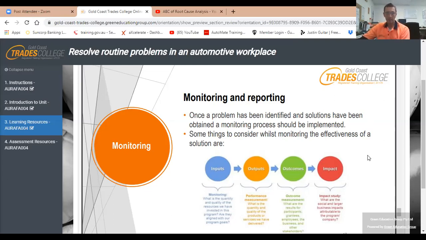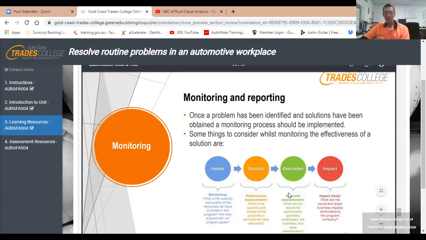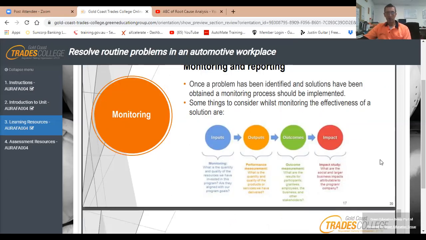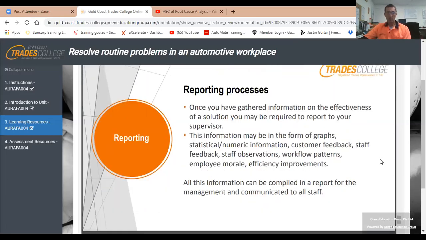Outputs is measuring performance. So what is the quantity and the quality of those products and services that we've delivered? Outcome measurement. So we need to measure what it is that we've caused by putting that solution in place. So we need some sort of measurement to understand whether we've actually made a difference or not. And then getting on to impact. So what are the social and larger business impacts attributable to that particular situation or that particular outcome? So that would be monitoring and reporting, or just monitoring, I should say.